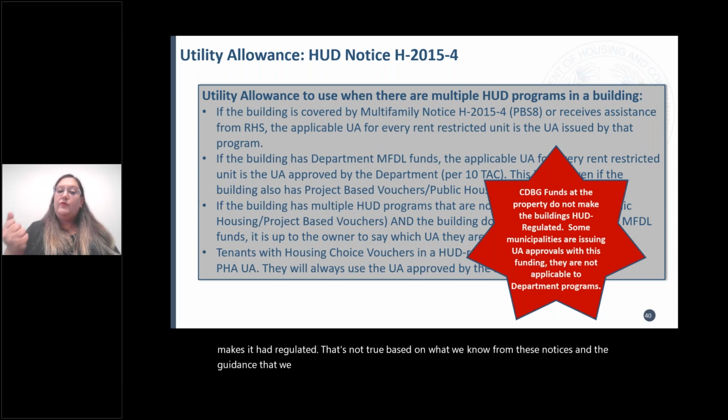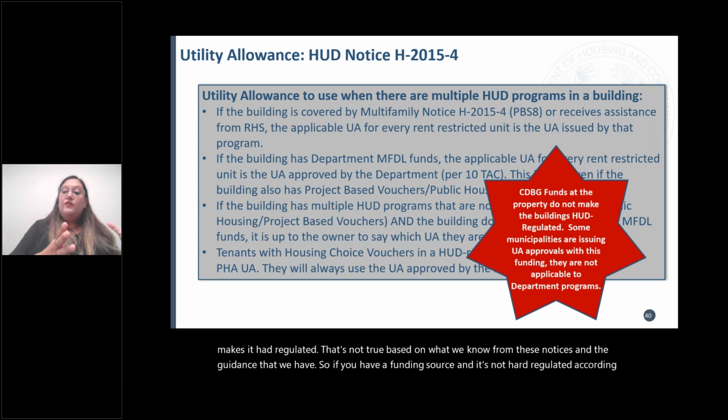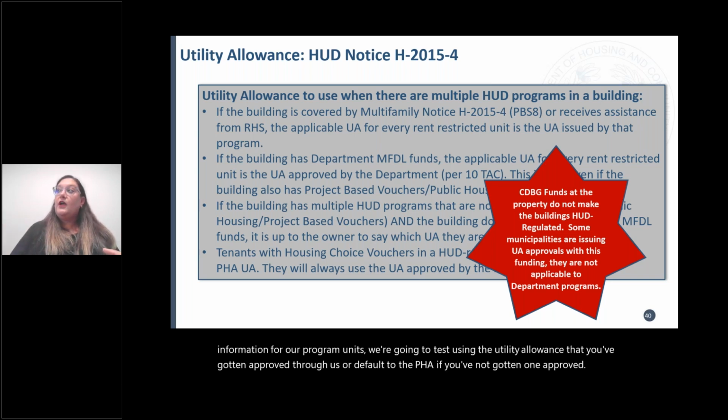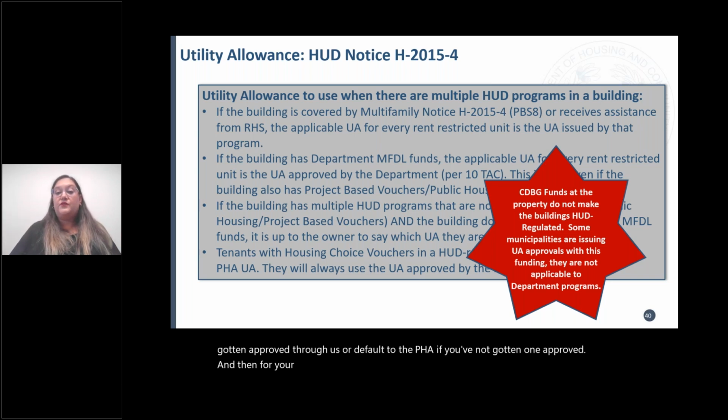So if you have a funding source and it's not HUD regulated, according to our information, for our program units, we're going to test using the utility allowance that you've gotten approved through us, or default to the PHA if you've not gotten one approved. And then for your other programs, you may have to use a different UA if they will not approve the same one for those funding sources. I think a lot do, but I think there's still some that don't.